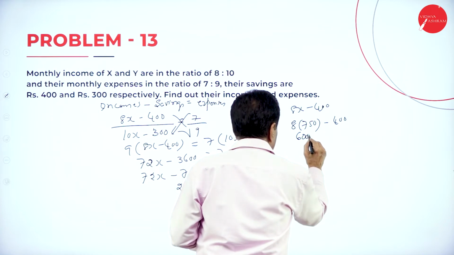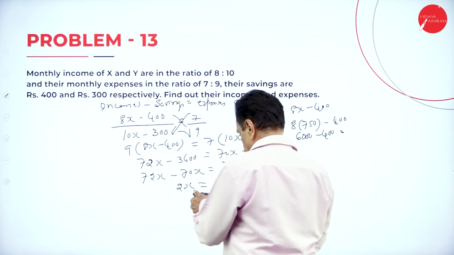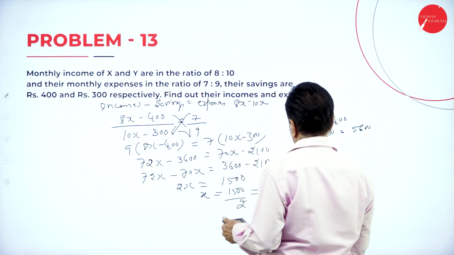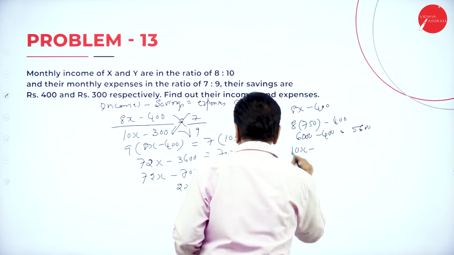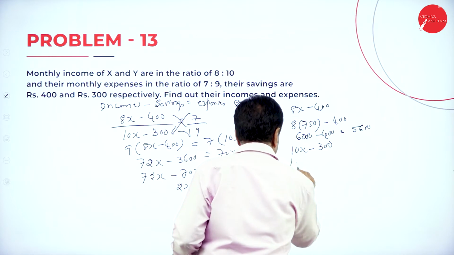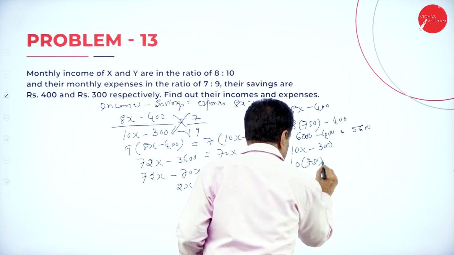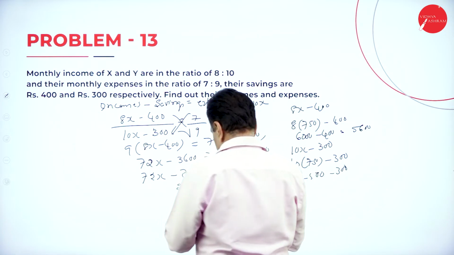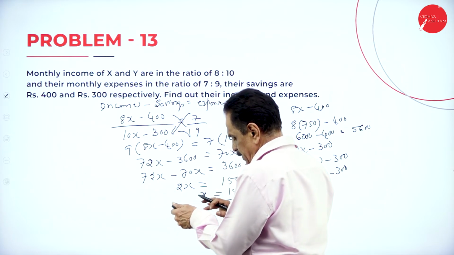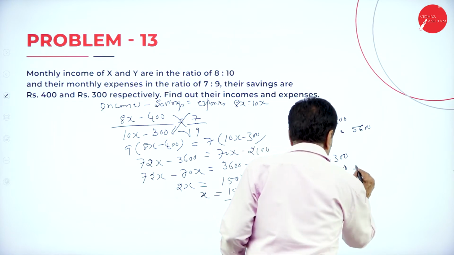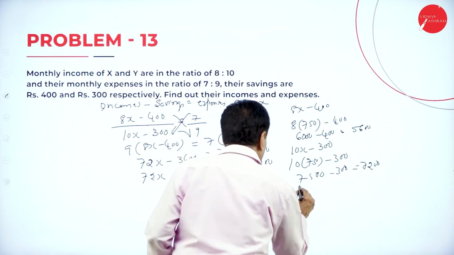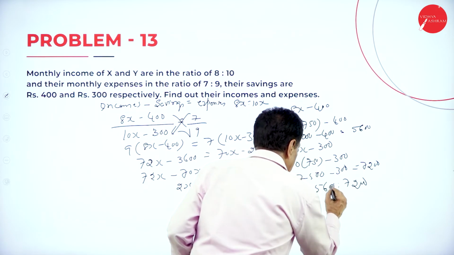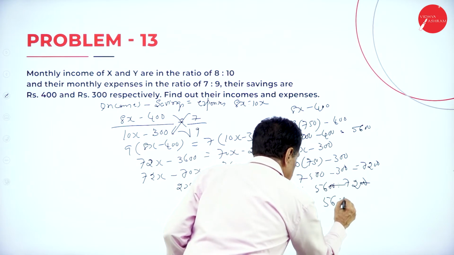8 into 750 is 6,000, minus 400 is 5,600. Then the second one, 10x minus 300: 10 into 750 is 7,500, minus 300 is 7,200. So they are in the ratio of 5,600 to 7,200. Cancel these: 56 is to 72.